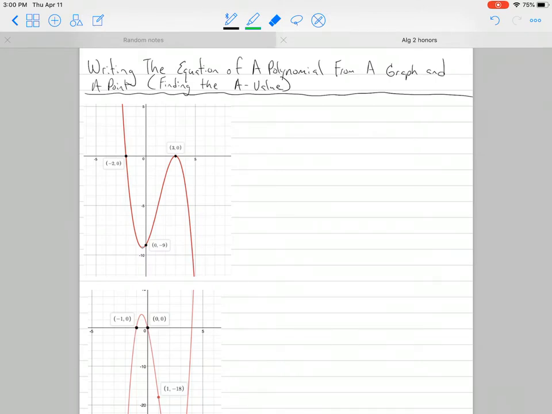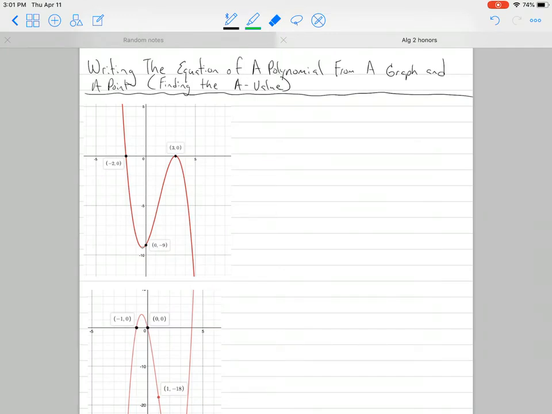What are we doing? We're talking about writing the equation of a polynomial from a graph and a point. In other words, writing that exact equation, so you are going to find those missing a values. You guys did pretty good with this, so we're going to do two of them. One I'll walk you through first, and then the second one I'm going to hope that you do on your own and then check it against what I did.